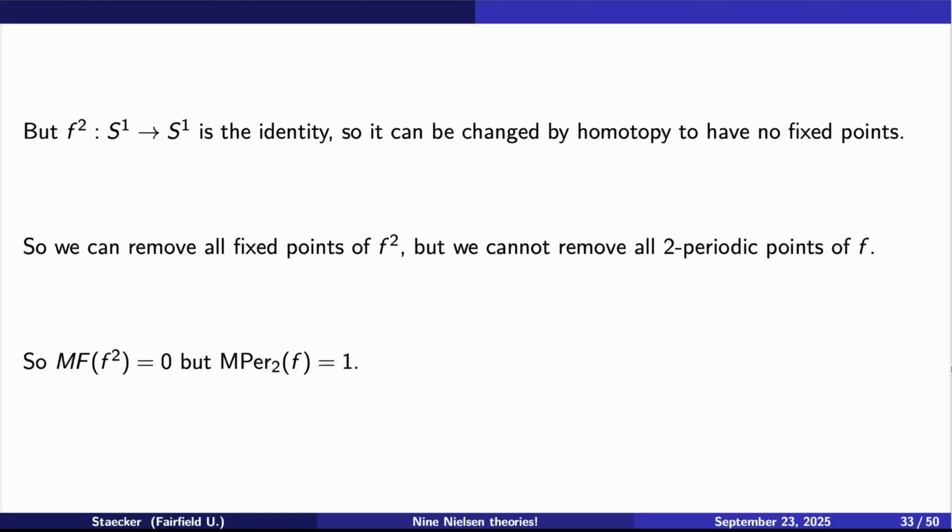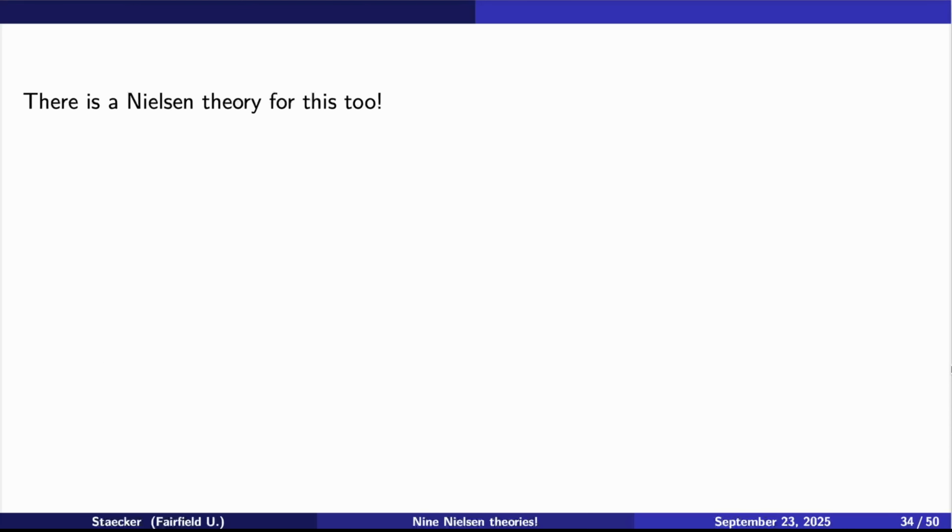So there is something kind of interesting happening here rather than just the Nielsen number of f squared, all right? The minimum number of fixed points of f squared is 0, but the minimum number of periodic points is 1, all right? And so there's a Nielsen theory for this too. It's a little complicated. I'm not going to get into all the details. This was done by Zhang in the 80s.